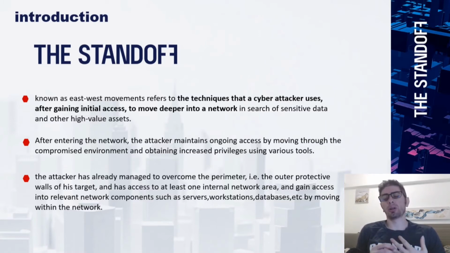And of course, there are so many tools used for this. I'm not going to cover most of these tools because every day a new tool comes in, but I'm going to demonstrate some of the tools we use probably. As a summary, in lateral movement, the attacker has already managed to overcome the perimeter, for example, the outer protective walls of a target, and has access to at least one of the network areas. And then gains access to relevant network components, servers, databases, whatever.